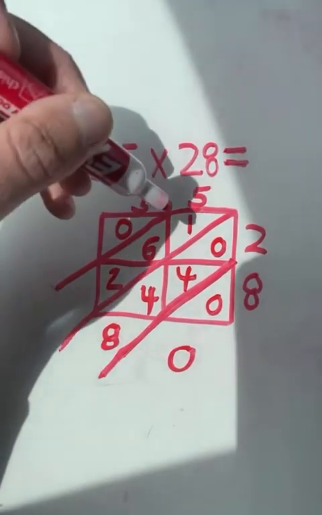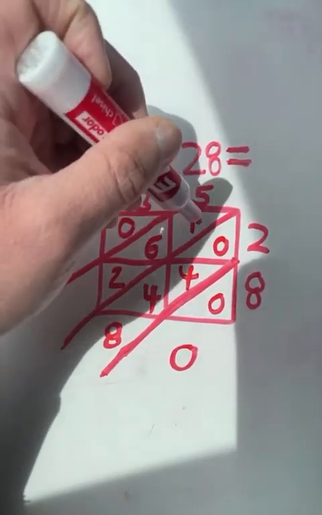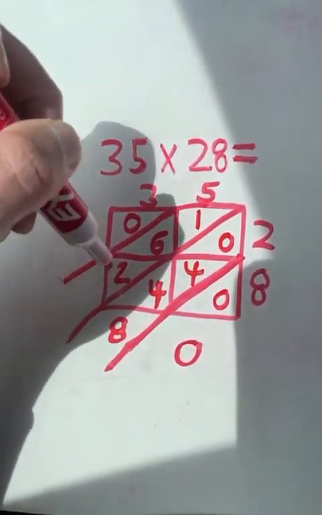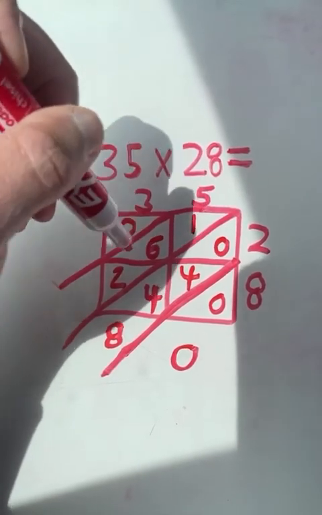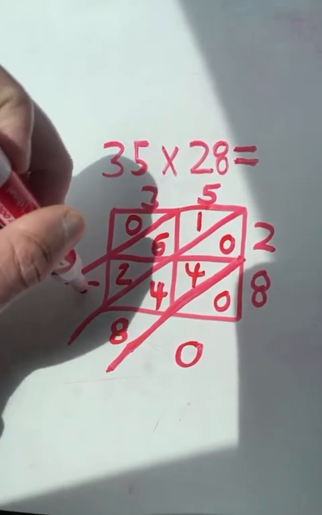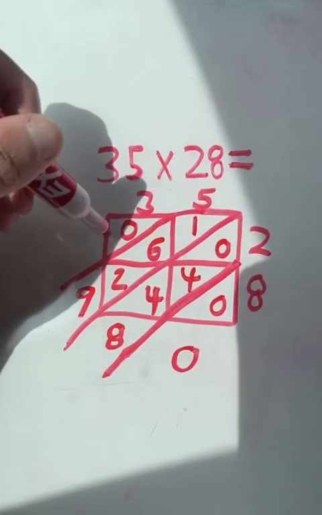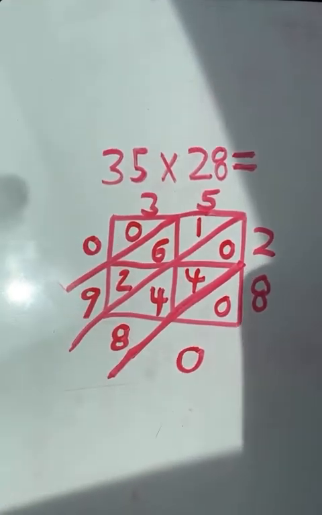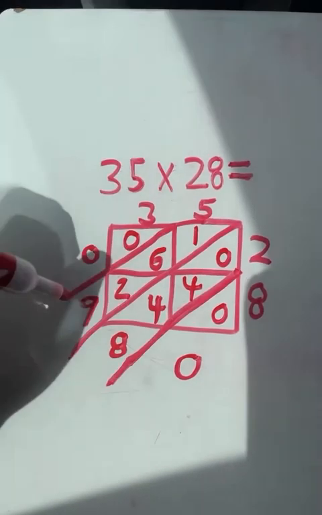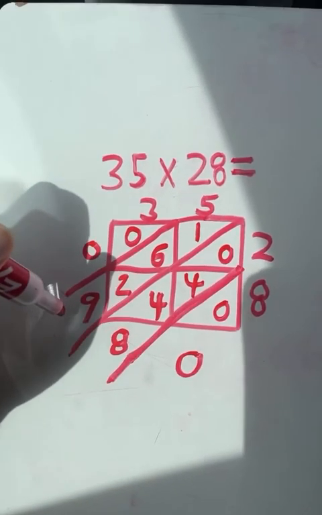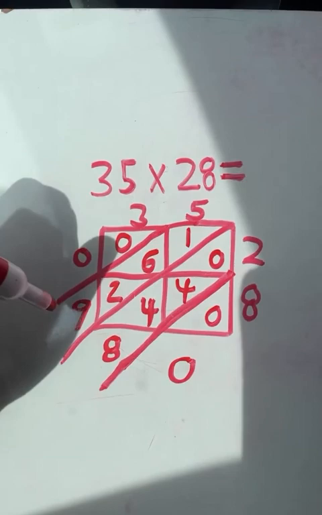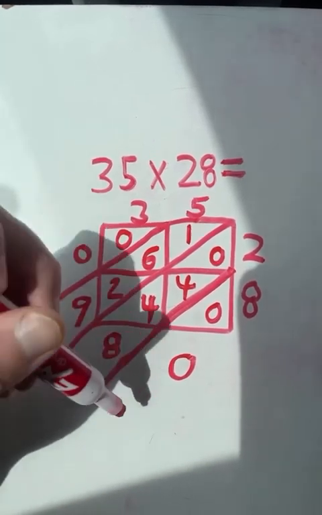Next, we are adding the three numbers in between these two diagonal lines. We're going to add 1 plus 6 plus 2. 1 plus 6 equals 7, plus 2 equals 9. Then along this diagonal line, we just have a 0. So we have our final answer. Reading the numbers from left to right, 35 times 28 equals 980.